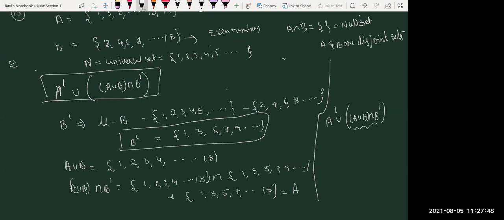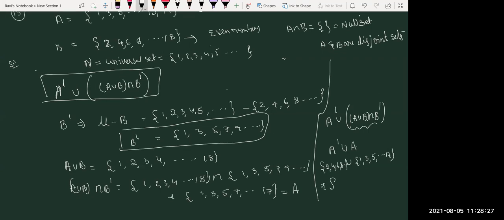So this total value will be A complement union A, or not? Yes, sir. A complement union A. So what will A complement union A be? That you have to find. So A is what here? A equals to 1, 3, 5, odd numbers, till what number? 17, right? A complement will be all the even numbers, or not? A is odd numbers, so A complement will be even numbers: 2, 4, 6, 8 and so on.